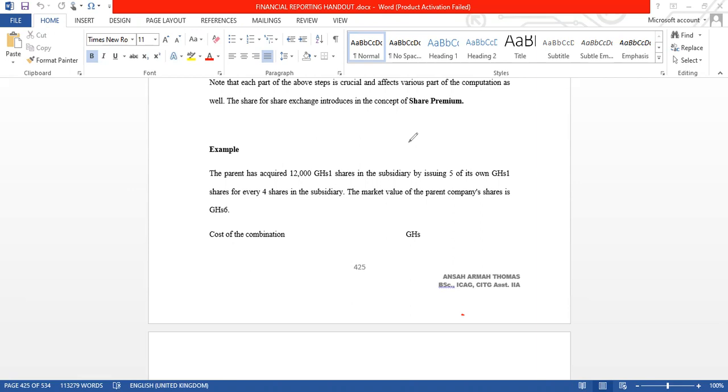So what do we do? I gave you the steps. Step 1, calculate the number of the subsidiary shares acquired. This question told us that the number of subsidiary shares that has been acquired is what? 12,000. So number of subsidiary shares acquired, we have 12,000 shares.